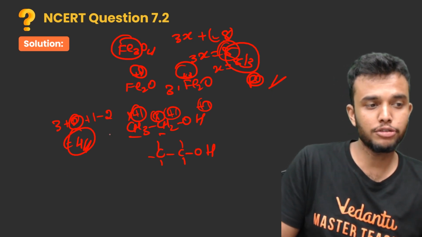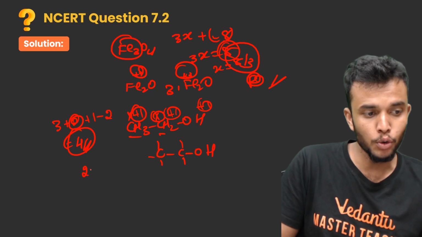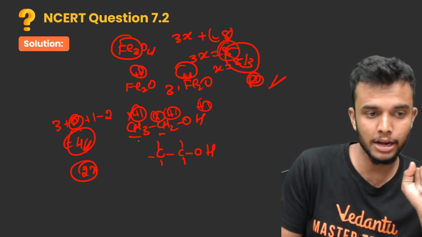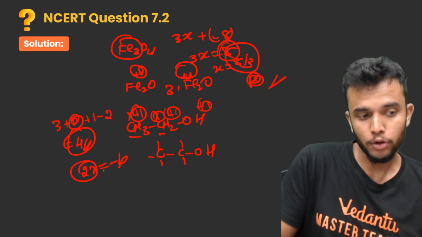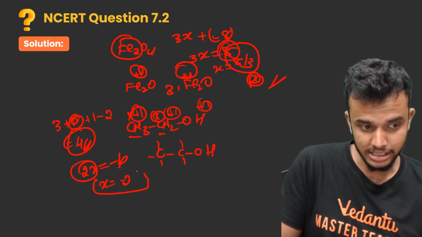Hey students, if we solve now, what we get here, 2x is there. Why? Carbon atom 2 is there, right? 2x is equal to minus 4. X is equal to minus 2. This is the oxidation state. Let's move to the next one.